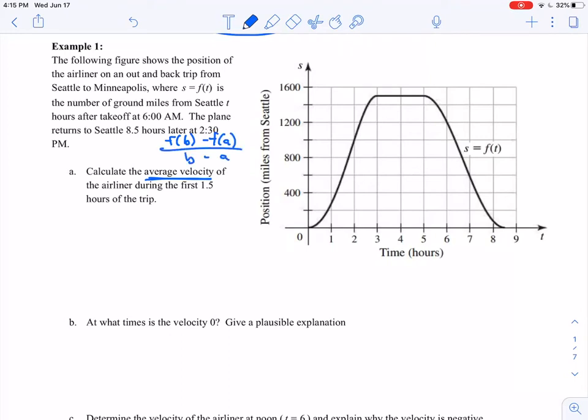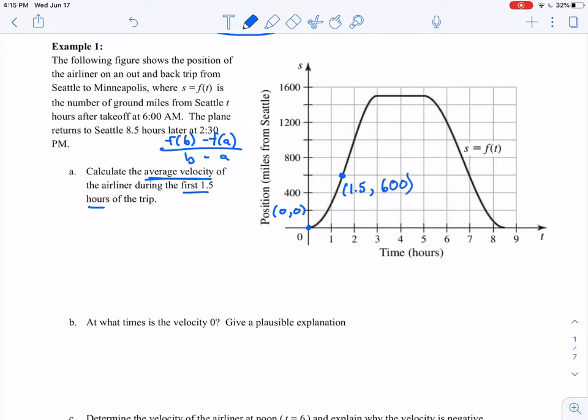So when I talk about the average velocity over the first hour and a half, that makes me think I'm starting here at (0, 0), and it'll be helpful if we label these points. So we have this point here at (0, 0), and then at an hour and a half, I will have to estimate, but it looks like right around here I've got (1.5, 600).